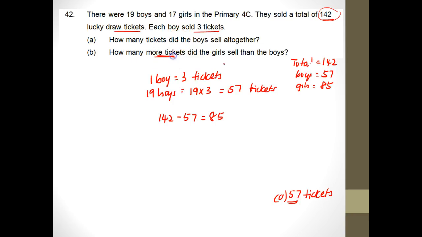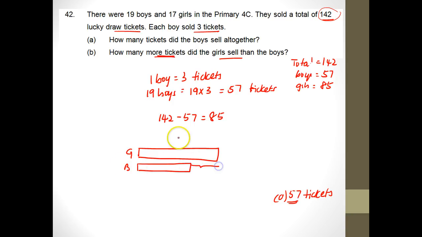How many more tickets did the girls sell than the boys? So if I do my comparison, this is my girls, my boys has fewer. So the girls is 85, boys sold 57. I want to find the difference. So I take 85 minus 57. My answer will be 28. So the girls sold 28 more tickets than the boys.